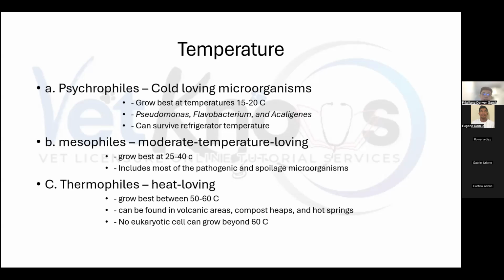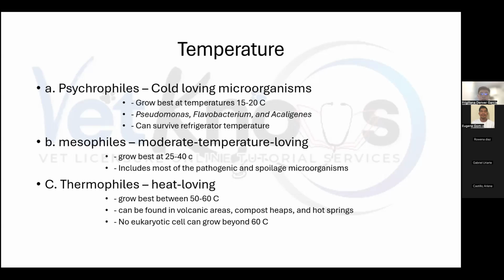So psychrophiles, ang kanilang optimal growth temperature would be around 15 to 20 degrees Celsius, although they can grow din naman sa mas malamig pang environment such as the refrigerator temperature. Ayan, so sir, refrigerator temperature is around, I think, 2 to 8 degrees Celsius. Yun. So they will grow naman. However, if they are not at their optimal temperatures, magiging mas mababa yung kanilang growth rate. Kapag mas mataas sa optimal, they start to die kasi nagkakaroon na ng coagulation ng bacterial proteins.